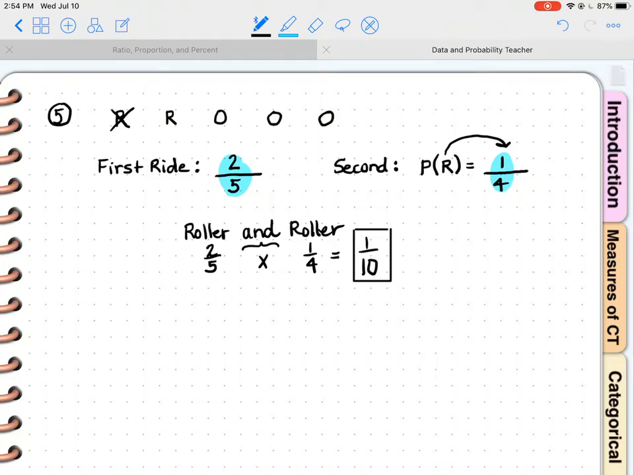Now, you can get your percent if you need it by doing 1 divided by 10, and that'll give you this decimal. You add your 0, because percents always have 2 places, and that's a 10% chance of this occurring.